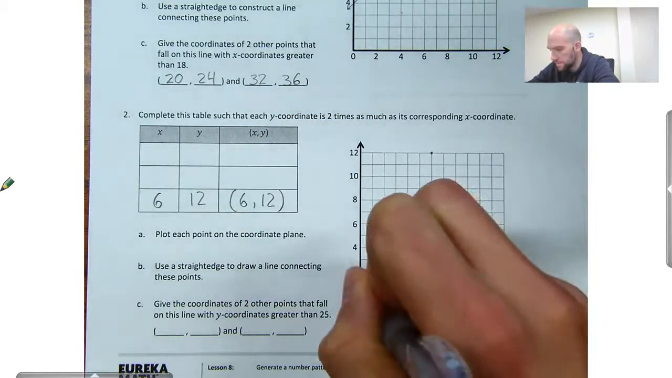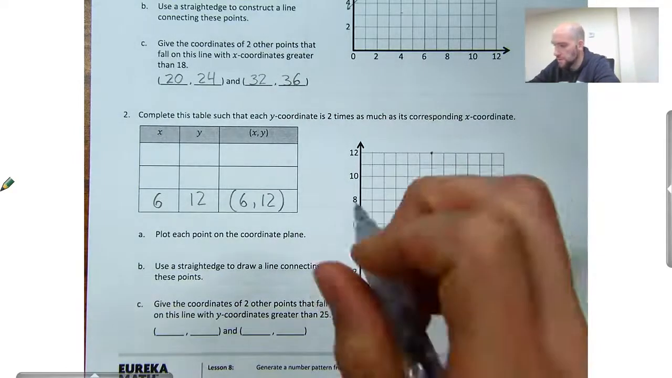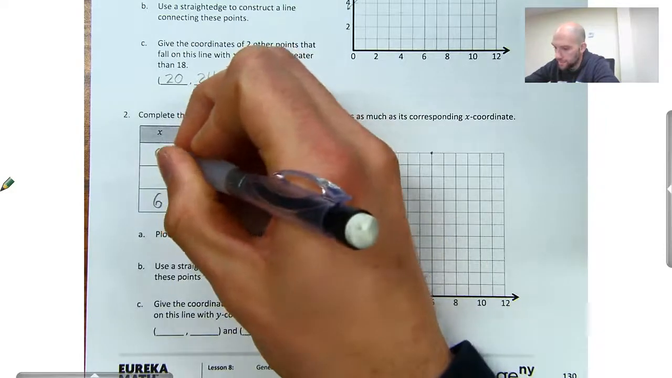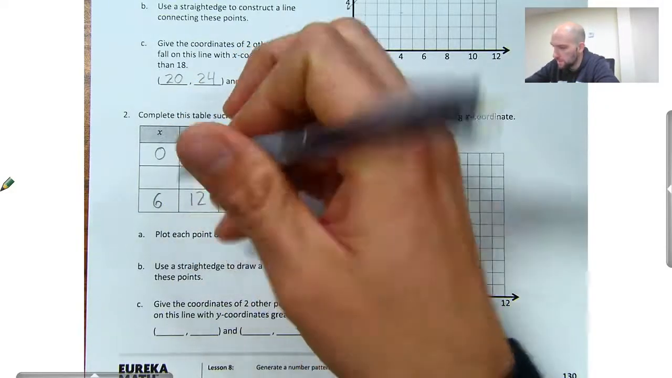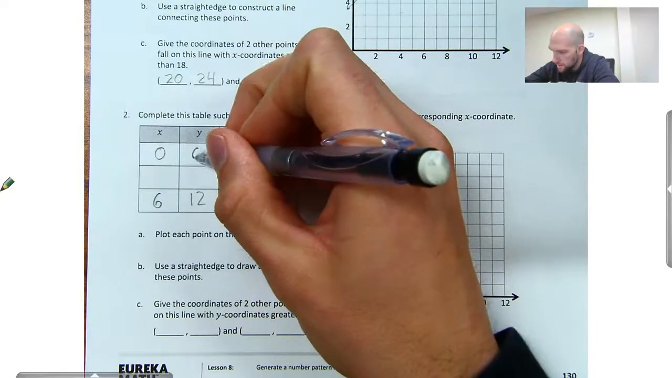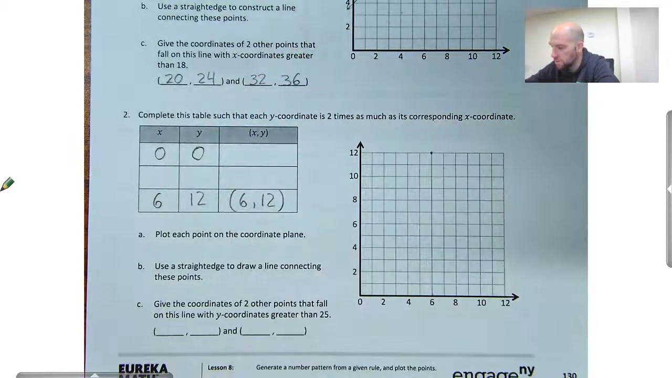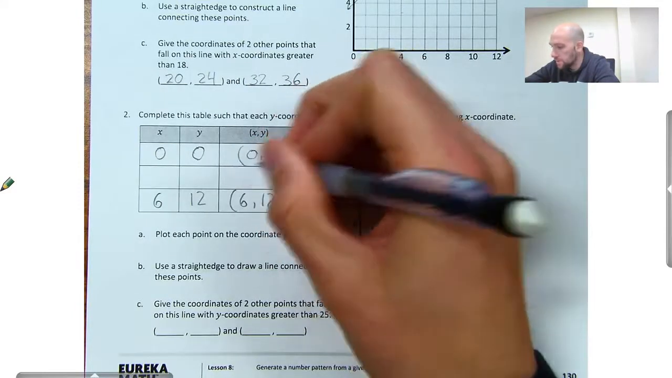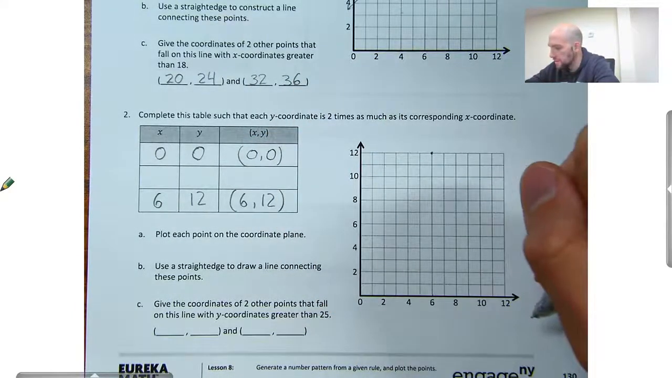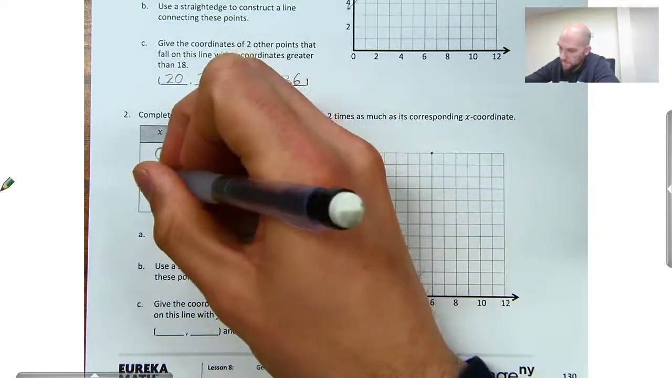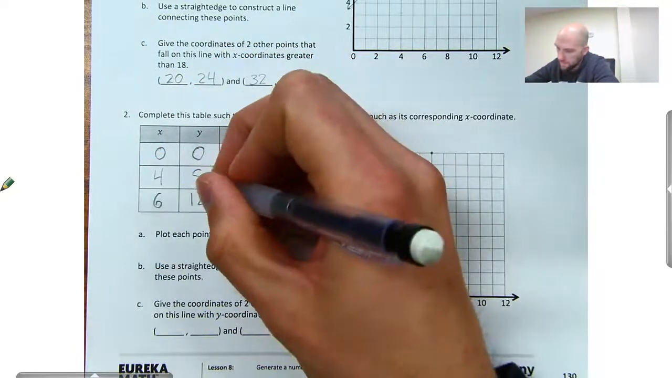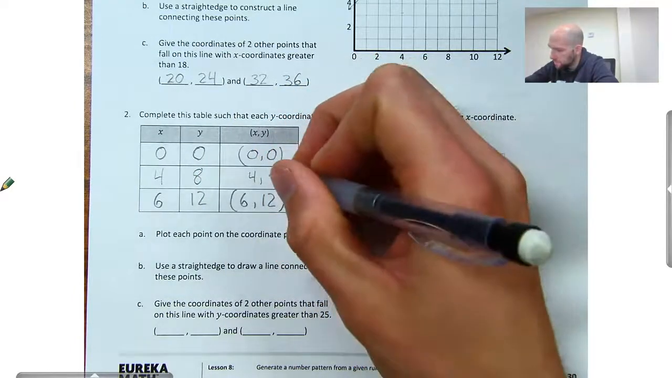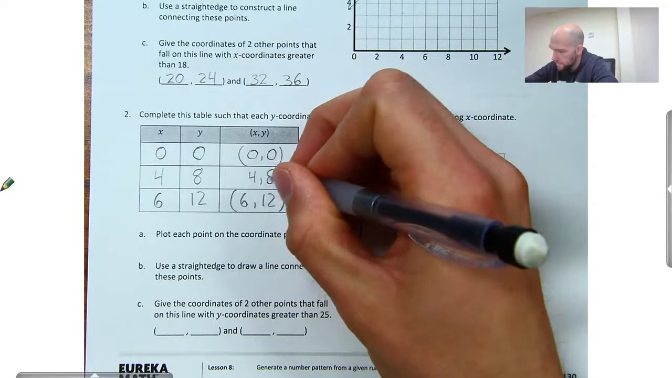And then maybe we do 0, because for multiplying, we know our line's going to run right through our origin, through 0, 0. 0 times 2 is 0. And then let's do one right in the middle. Let's do 4. And 4 times 2 is 8. That'll give us an ordered pair of 4, 8.